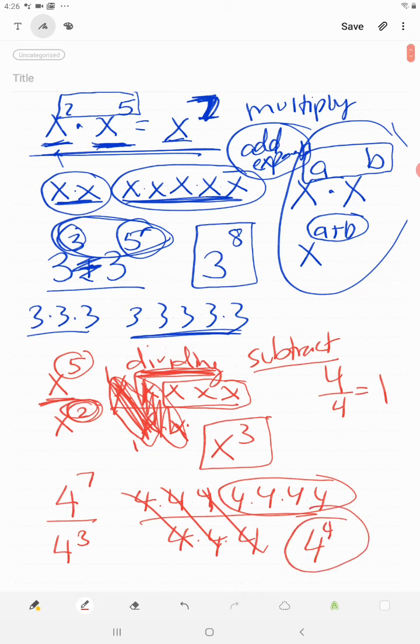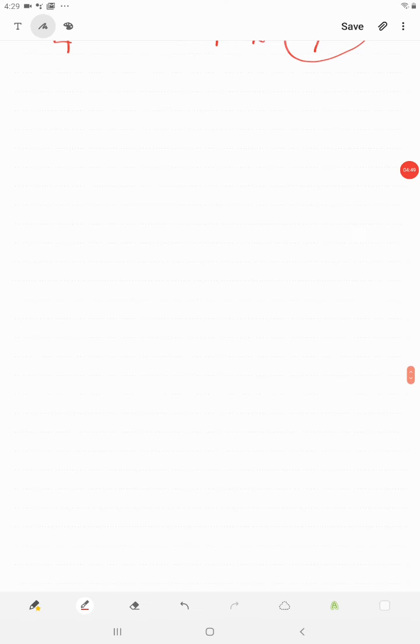So those are the first two that we're doing, okay? Now, these are pretty simple in nature, but you should understand why it works. Okay, now we're going to talk about the third one.